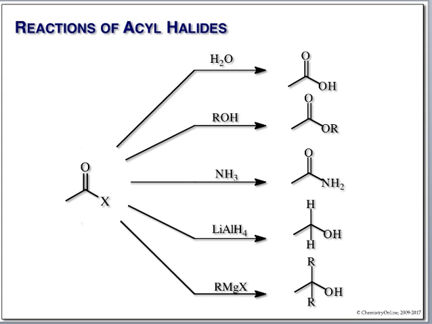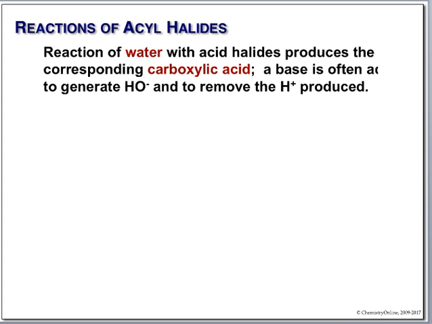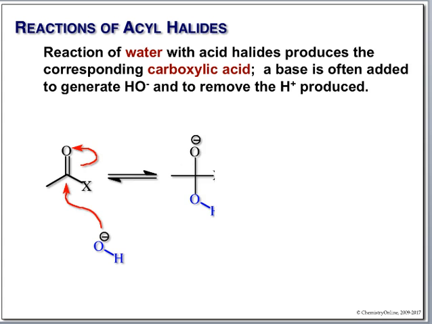All of these reactions are the same. Now, I've set these next slides up to convince you that these are all the same. You don't have to remember anything except the basic addition-elimination mechanism. To make a carboxylic acid, let's add hydroxide to the carbonyl. When we do that, we get this tetrahedral intermediate.